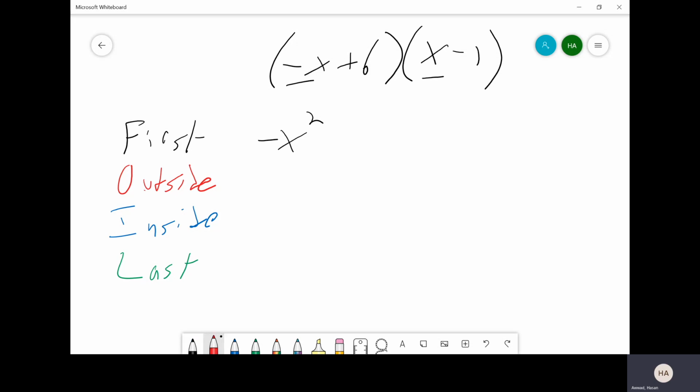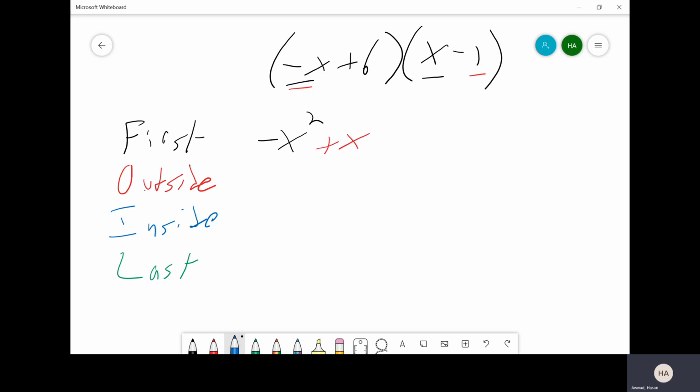Now we do outside, and what outside means is we are going to look at either the numbers or the variables that are on the outside edges of the parentheses. So in this case, it's going to be negative x times negative 1. And what's happening with that? Well, negative x times negative 1 just means that the sign of negative x is going to flip, so we get plus x.